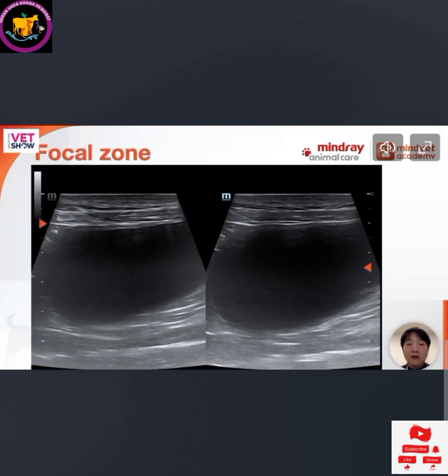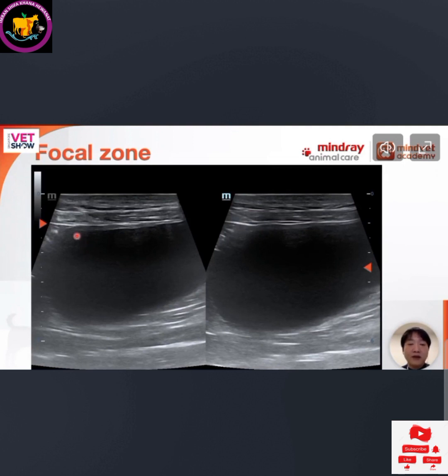The focal zone appears as the red triangle, and it should be adjusted to the area of interest to improve the lateral resolution and reduce artifact. In this picture, you will see the different levels of the focal zone that affect the image resolution.